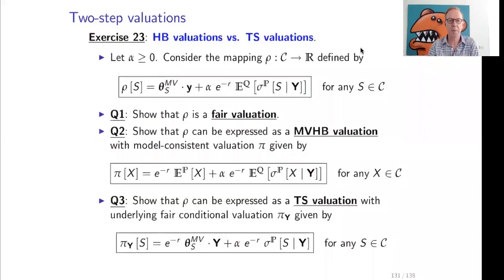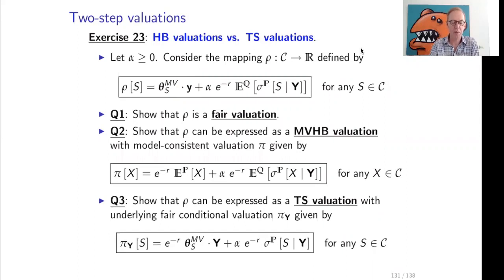So this rho of S is a little bit strange. It is a combination of a hedge-based valuation, because we have the time zero value of the mean variance set of S, but the second term looks a little bit more like the two-step valuation. So it's a combination of the hedge-based valuation and a two-step valuation.